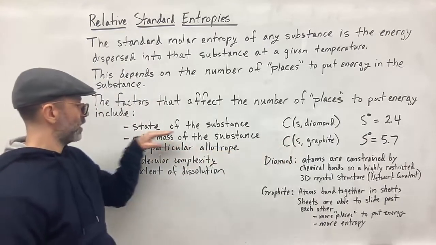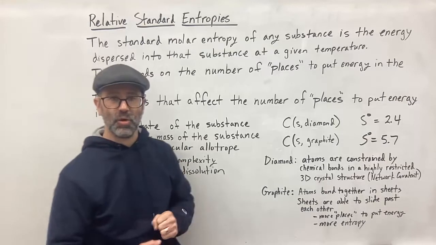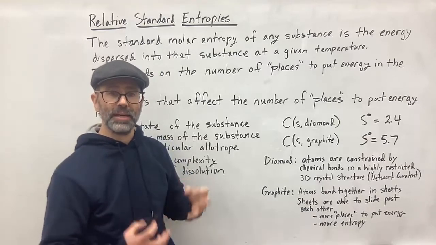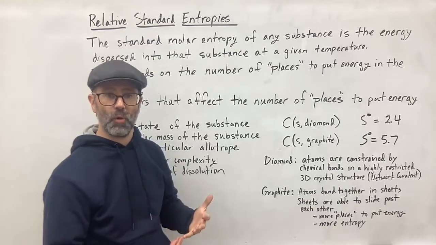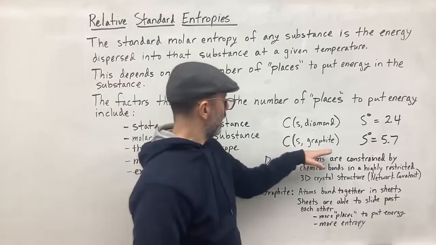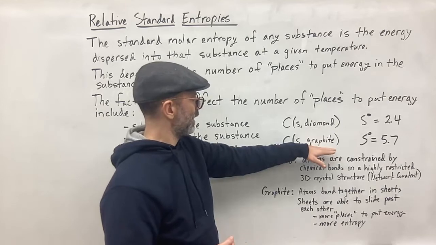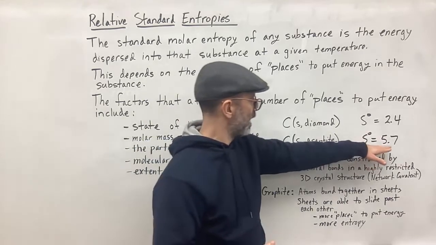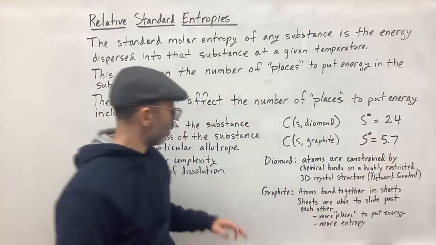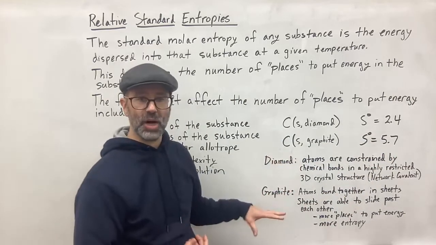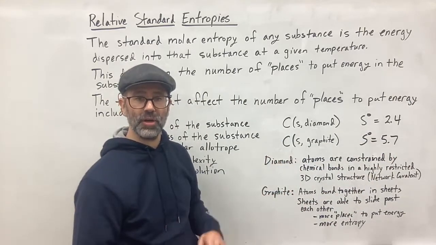Because here we said the state of the substance changes or affects the places in which you can put the energy and therefore the entropy. But you can see that the graphite allotrope, the form of carbon in the graphite form, has more entropy. And so we can see that by the structure of diamond versus graphite.